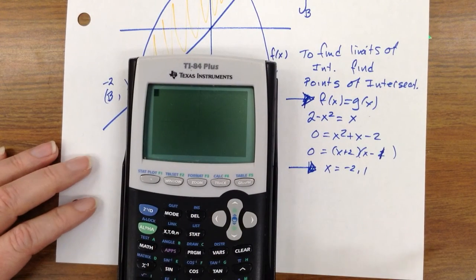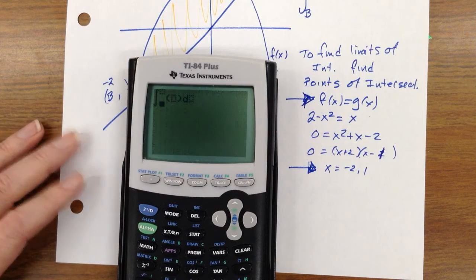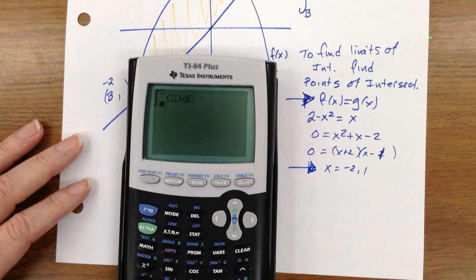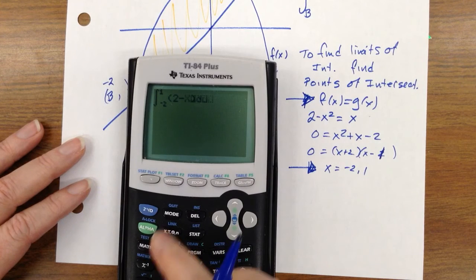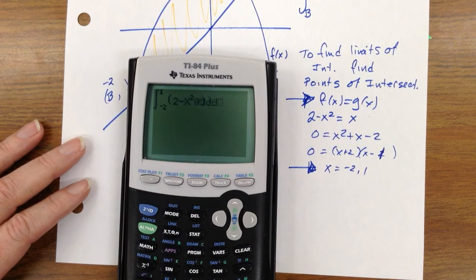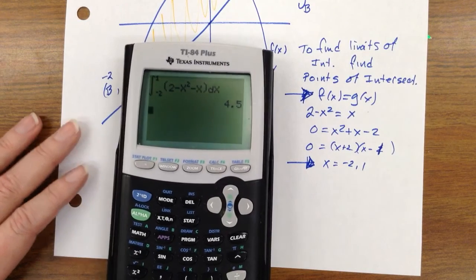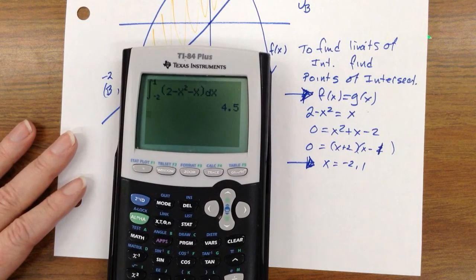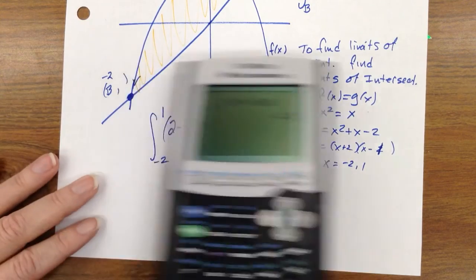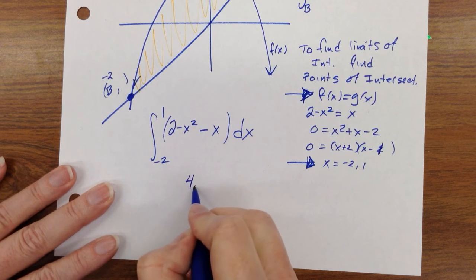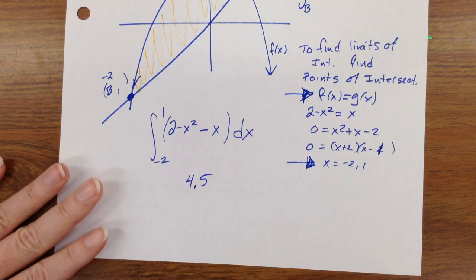So I'm going to get to my home screen. On mine, there's a shortcut key. I just go to here. So I'm going to do -2 to 1. The upper curve was 2 minus x squared, minus the lower curve, x, with respect to x. Hope you can see that. We type it in and my answer is 4.5. So if you want to check your work, provided you're integrating the correct thing, then you can get your answer. The area between these two curves is 4.5.